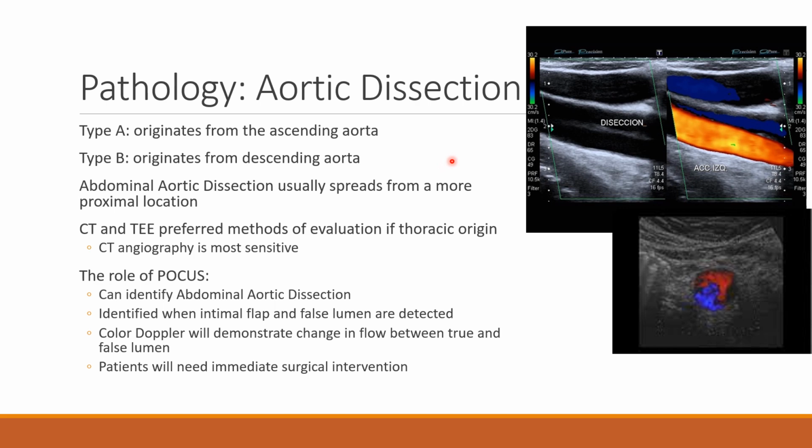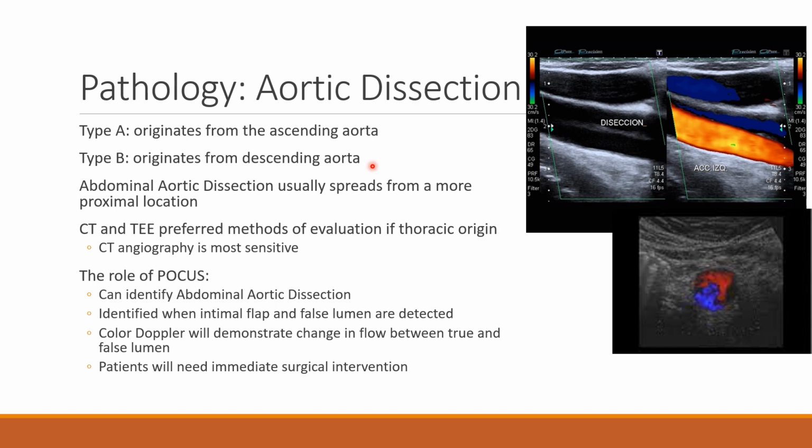Now, a AAA can be associated with an aortic dissection, but they don't always go hand in hand. So aortic dissections are extremely dangerous. There's a couple different types. Type A originates from the ascending aorta, meaning right where the aorta comes off of the heart. This is going to be the more common. Type B originates from the descending aorta. So it's usually a type B that we would end up seeing in the abdomen.